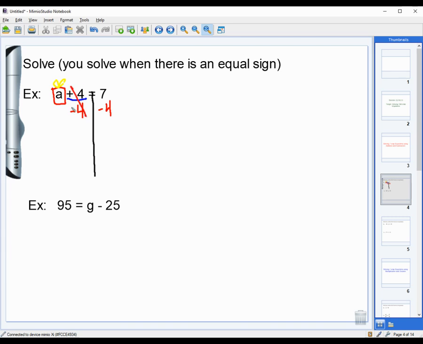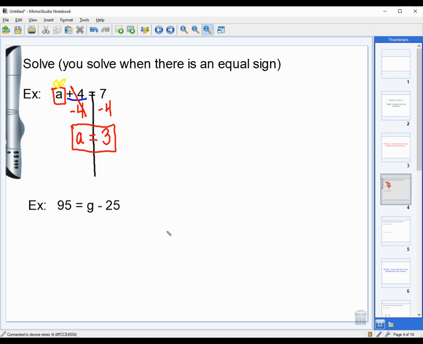Okay. So our 4's here will cancel. We are going to be left with just our present, which is A. And we are going to say A is equal to 7 minus 4, which is 3. So we can say now that A is equal to 3. All right, and that would be our final answer for this example.